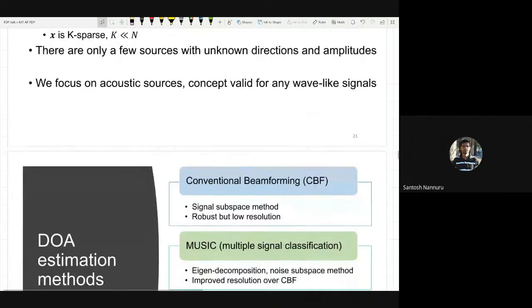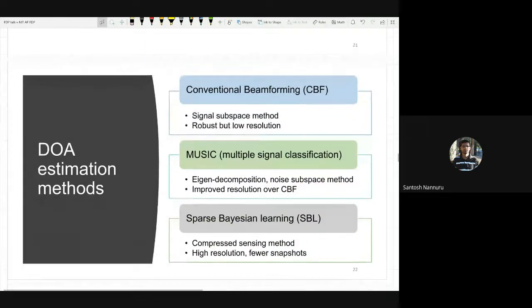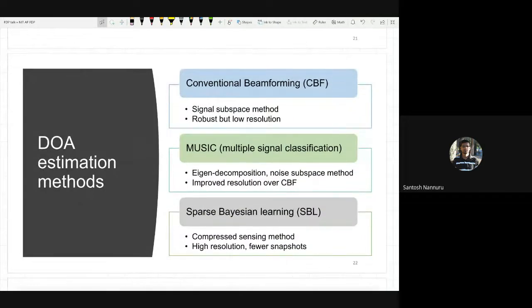So what are the traditional methods? SBL is the compressive sensing method we'll use. There are other traditional methods which are commonly used, and some of you may have come across them. First, conventional beamforming, which is basically a correlation-based method. You correlate the steering vectors with the observations and find where the correlation is maximum, and then you say in that direction the sources are present. It's very robust to noise, but its resolution is not so good.